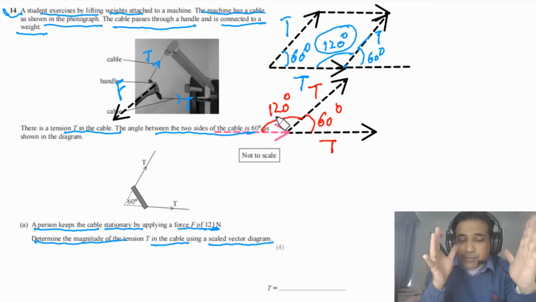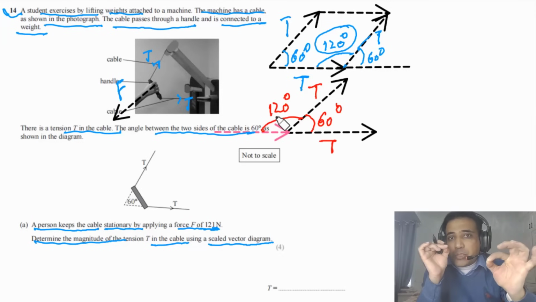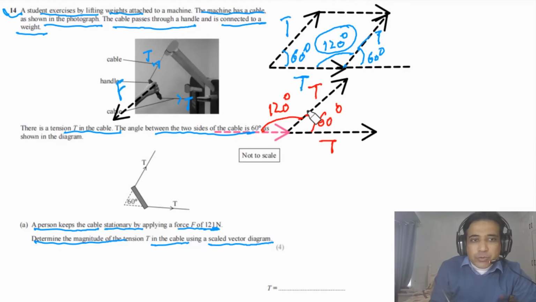If you are struggling with this one, you can follow any one method to find the angle between the head of the first vector and the tail of the next vector. So now we have the angle between the head of the first vector and the tail of the second vector. This angle is 120 degrees.